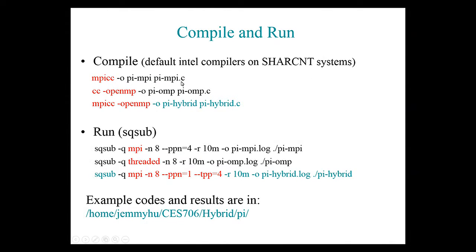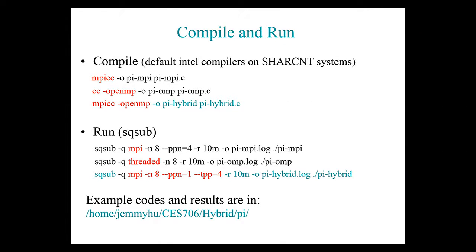For pure OpenMP code, you use the simple cc, which stands for compiling C code. You need to add the dash OpenMP flag to your compiler to enable the OpenMP part, and then your binary name and your source code. For hybrid MPI OpenMP, you need to use the MPI compiler, so mpicc, you need to invoke the dash OpenMP flag, and then this is your final binary name, and this is your source code.